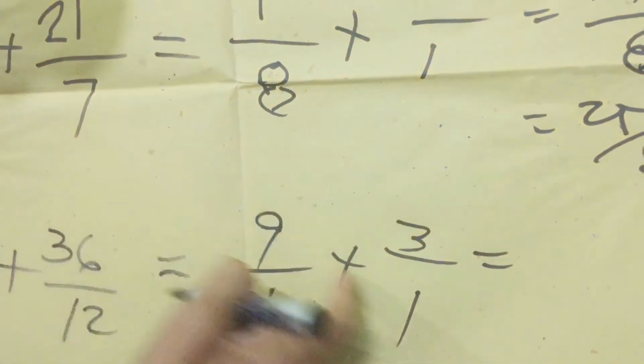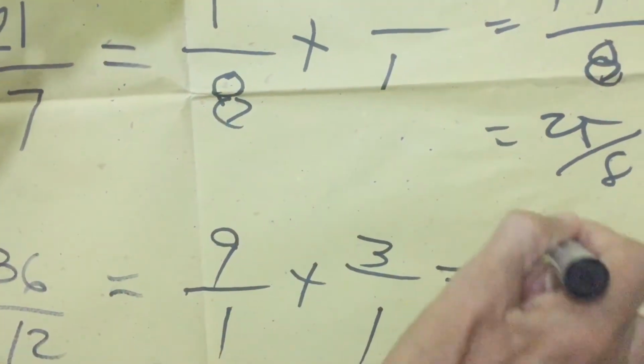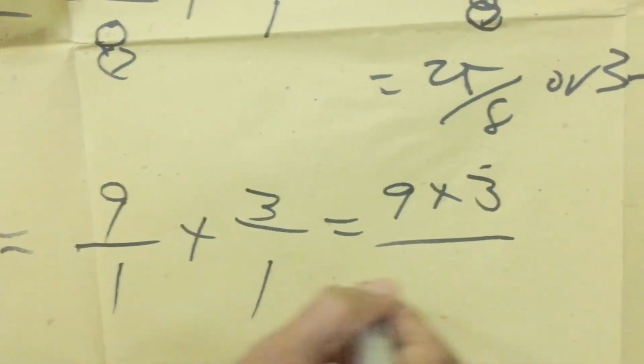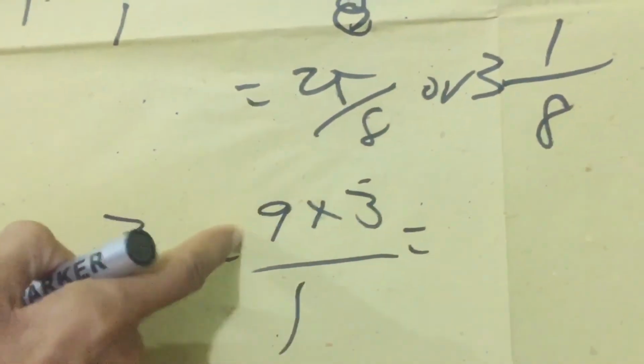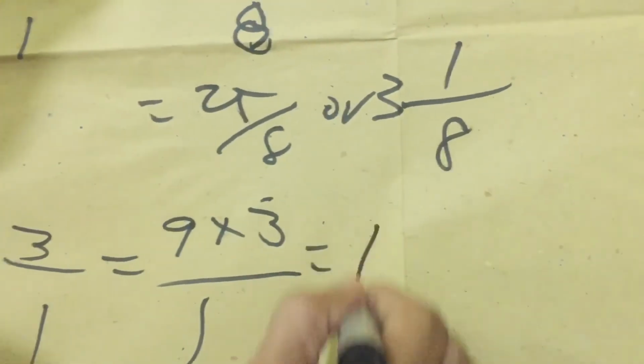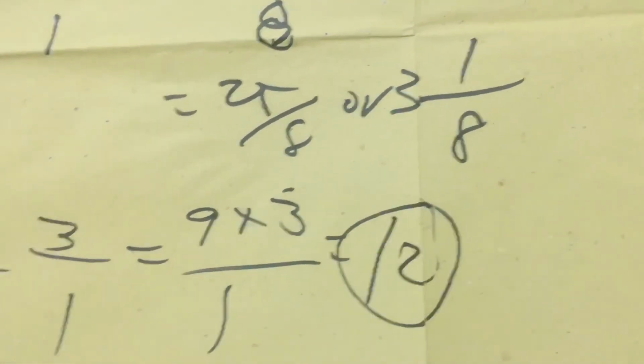Then cross multiply. 9 times 1 equals 9. Plus 1 times 3 equals 3. Then 1 times 1 equals 1. Equals 9 plus 3 equals 12. Divided by 1, our answer is 12.